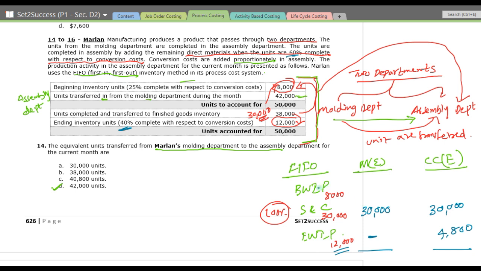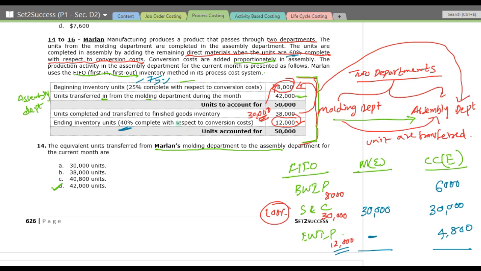Now for the beginning working process, we have 8,000 units. For conversion cost, it is added proportionately. We have completed 25%, and that 25% is complete from the previous department. So now we will work on 75%. So 8,000 times 75% gives you 6,000.